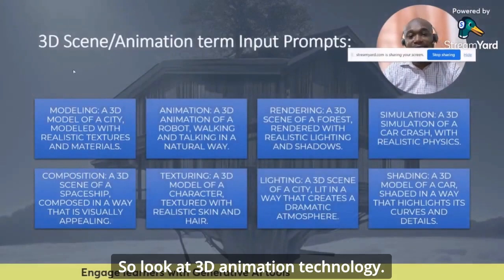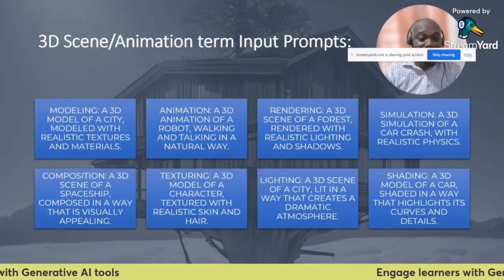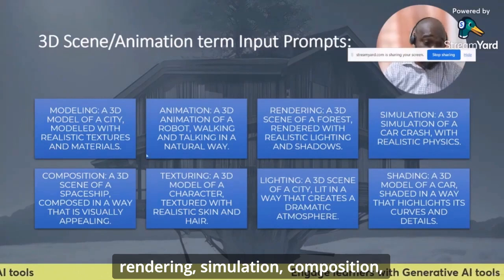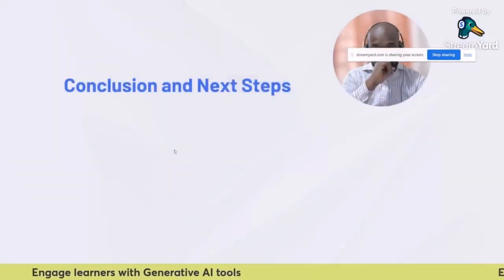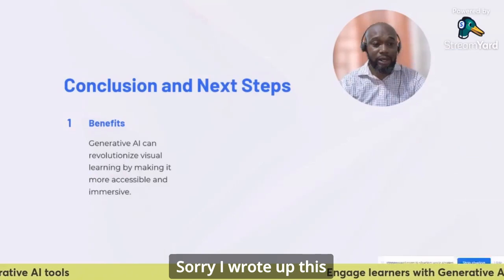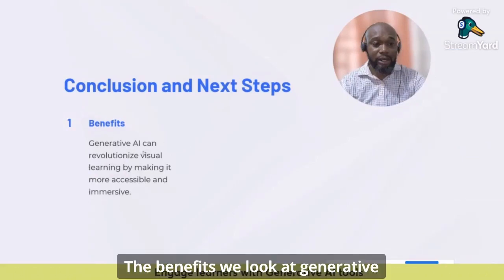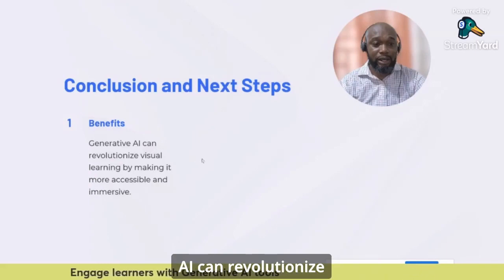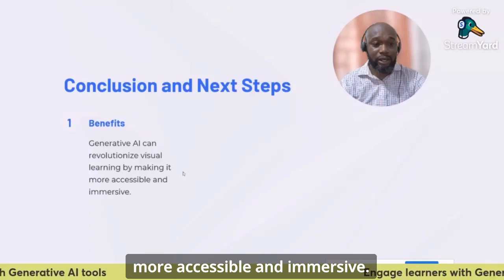So we look at 3D animation terminology. We have modeling, animation, rendering, simulation, composition, texturing, lighting, shading, and that's it. So, conclusion. Sorry, I wrote up this webinar just because of time. Okay, benefits: generative AI can revolutionize visual learning by making it more accessible and immersive.